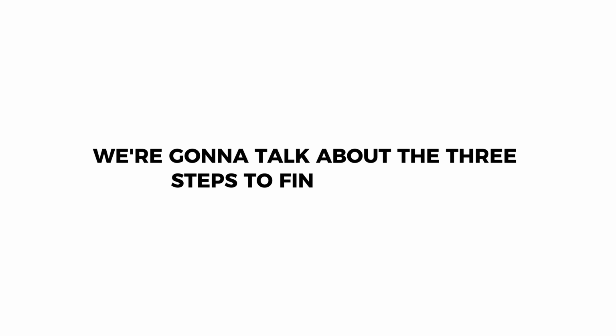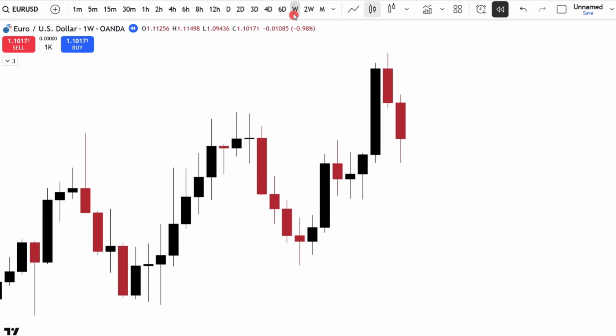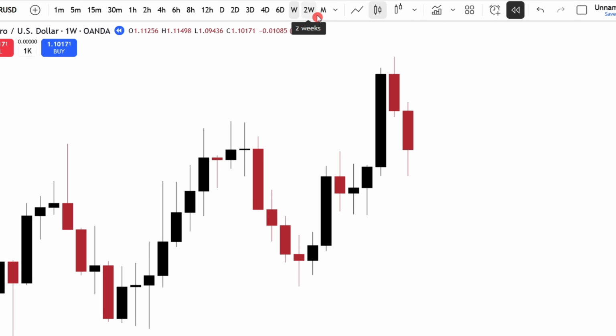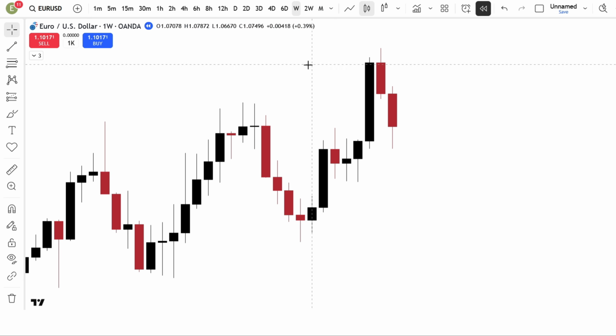Hello traders, in this lesson we're going to talk about the 3 steps to find an entry. So the first thing you want to do is check the overview. You want to look at what the overall market is doing. To check the overview, you want to use the weekly time frame. You could also use the 2-week and the monthly, but that would be a little bit more complicated. So for this lesson, let's just focus on the weekly.